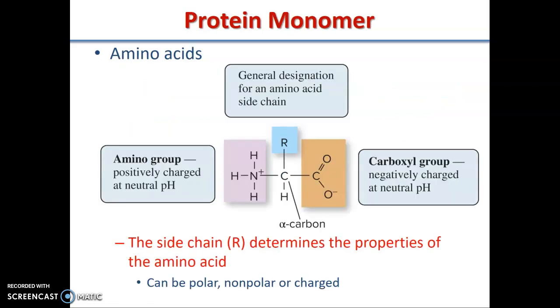The monomer of proteins is amino acids. So these amino acids all have a similar structure. They have this central carbon that's attached to an amino group, a carboxyl group, and a hydrogen. Then this R is usually what differs between the 20 amino acids and gives each its characteristics, which could be polar, nonpolar, or charged, positively or negatively, or neutral.